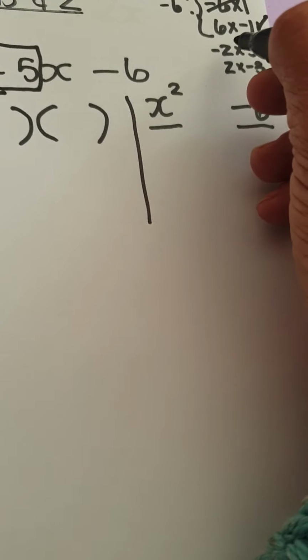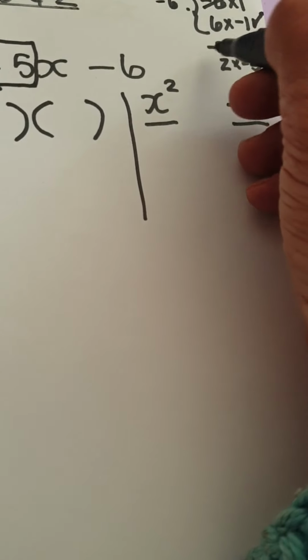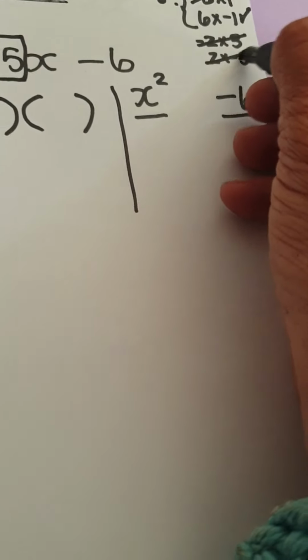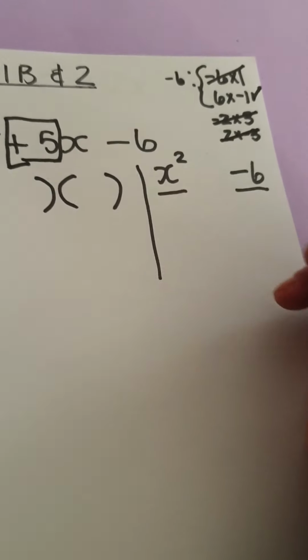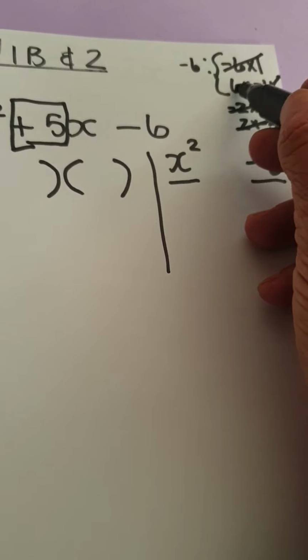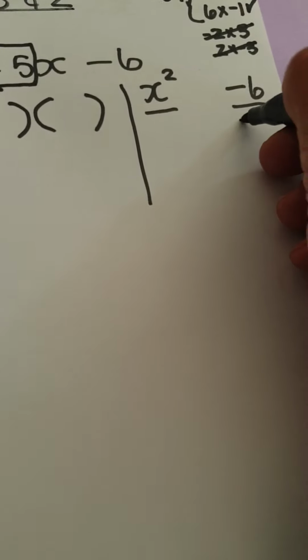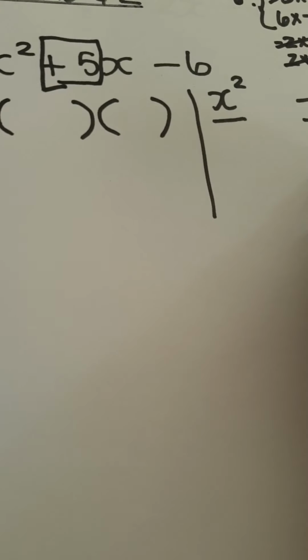In the same way, negative 2 plus 3 will give me plus 1. That one is out. And 2 plus negative 3 gives me negative 1. I can't use that. So the only pair I can use is plus 6 and negative 1. So there are my factors: negative 1 and 6.